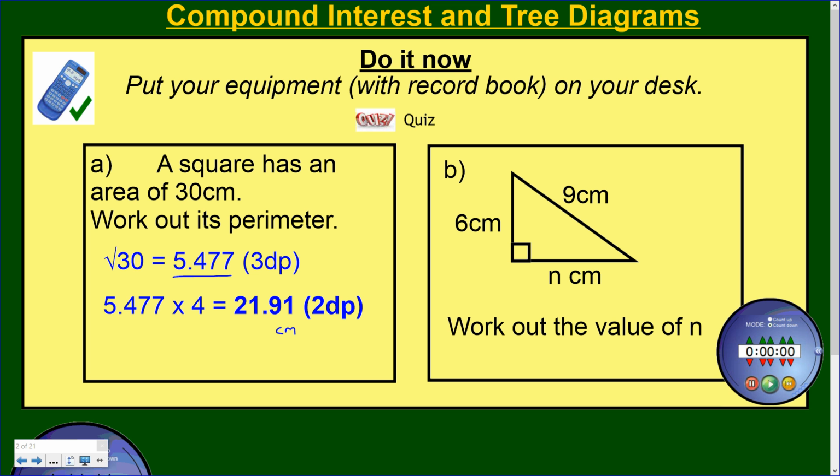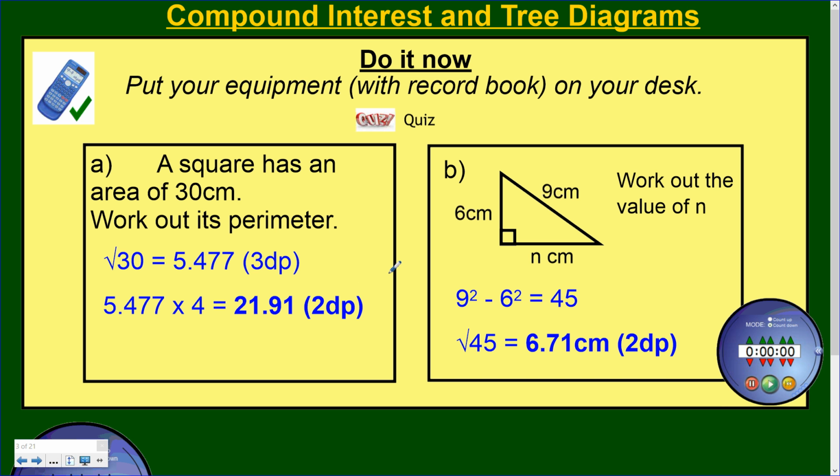For question B, you've got a right angled triangle. We're looking to find a side length, and we've got 2 side lengths. Unsurprisingly, that means we're going to use Pythagoras' theorem. We've already got the length of the hypotenuse at 9, and we need to work out another shorter side. Our rule is a squared plus b squared equals c squared. Because we're finding a shorter side, we subtract: c squared minus a squared. So 9 squared minus 6 squared, 81 minus 36, gives us 45. Then we take the square root of 45, remembering to square it, subtract it, square root it, to give us 6.71 centimeters to 2 decimal places as our answer.